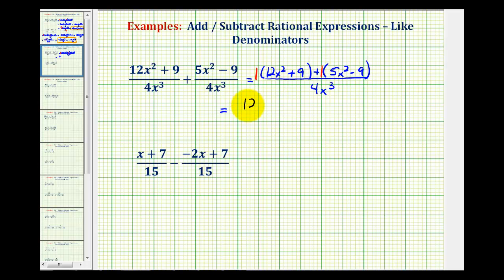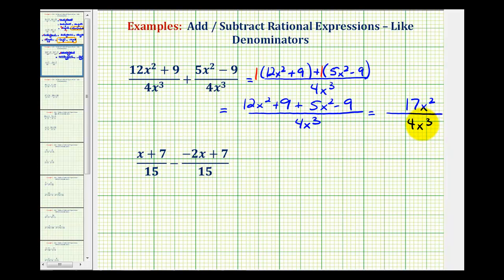So this would give us 12x squared plus 9 plus 5x squared minus 9 all over our common denominator of 4x cubed. And now we'll combine the like terms in the numerator. So again, our denominator is going to stay the same, 4x cubed. And we have 12x squared plus 5x squared, that would be 17x squared. Then notice we have a positive 9 minus 9, that would be 0. So we have 17x squared over 4x cubed.